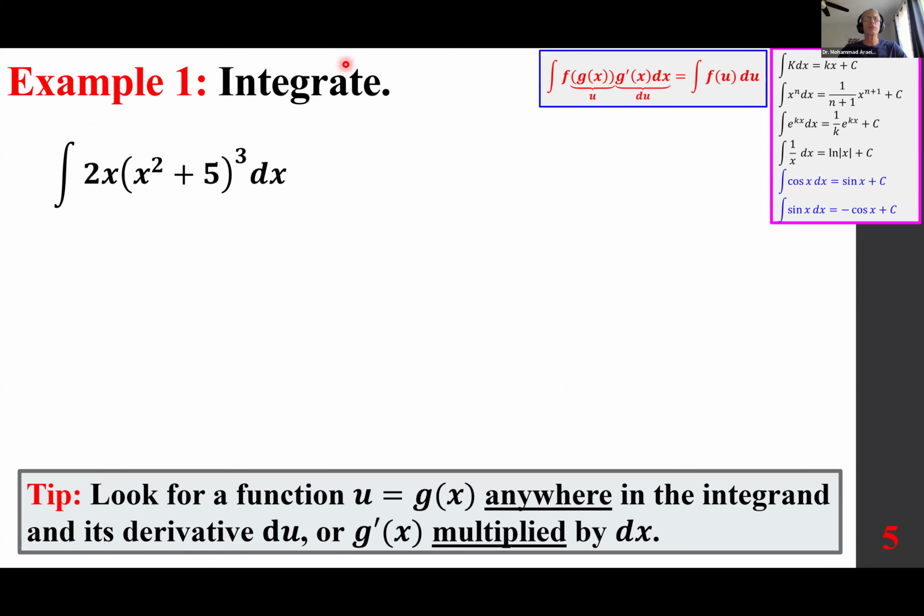Let's look at a simple example. The integral of 2x times (x squared plus 5) cubed dx. This is 3, so you could always raise it to the power of 3, but what if it were 30? Then it would make it difficult to integrate this. If you have a couple of polynomials, in this case x squared plus 5 and 2x, the more complicated one, in this case x squared plus 5, is the choice of u.